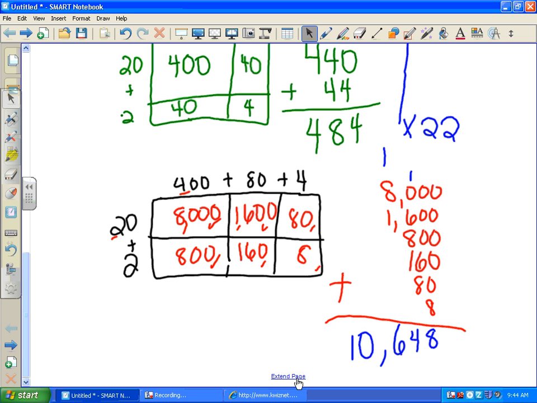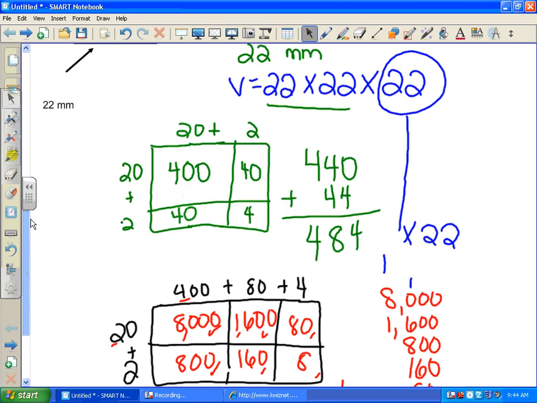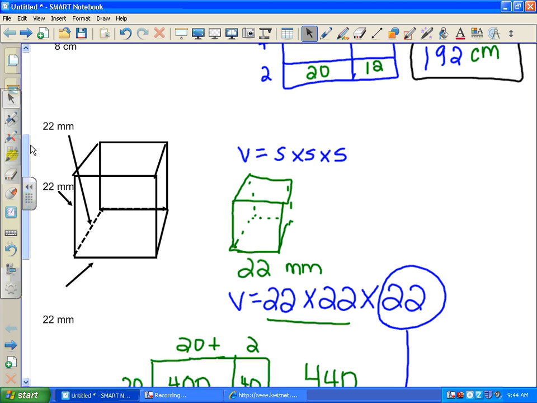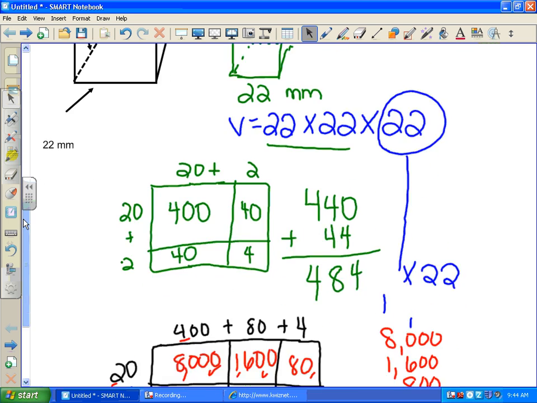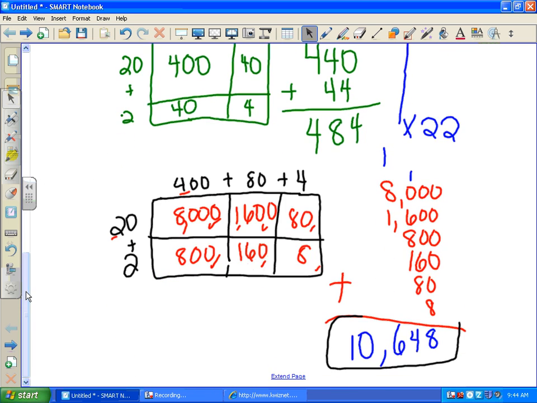We have multiplied all 3 sides together. Look over at, that is the volume of this cube. So going back and looking, that is the volume of this cube. The volume is 10,648.